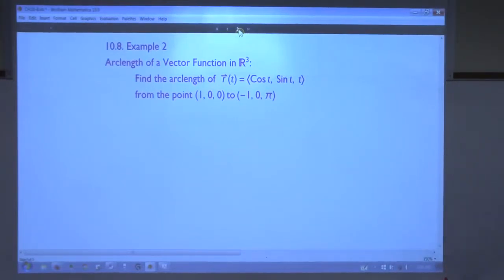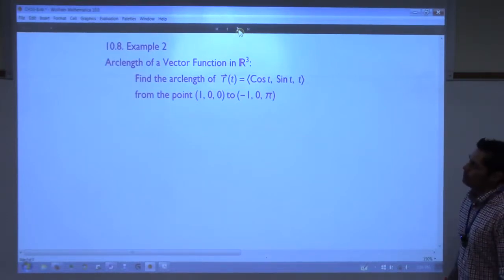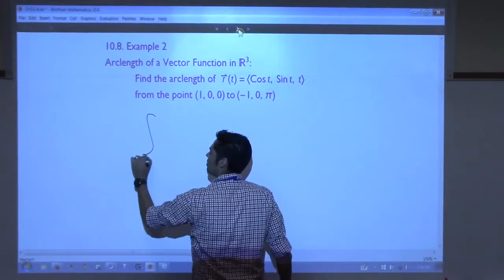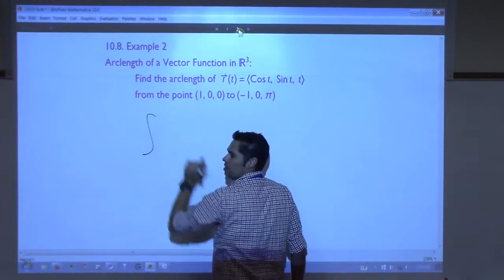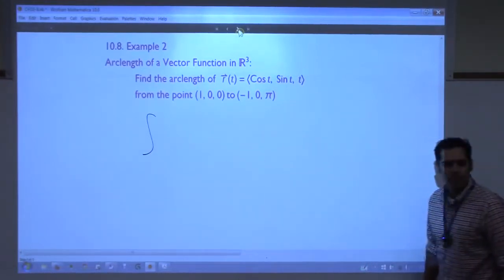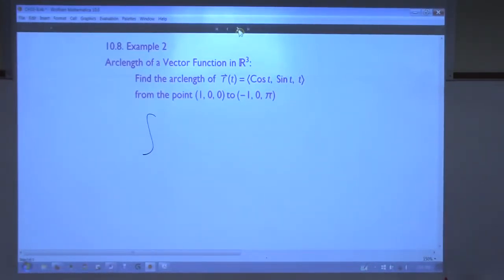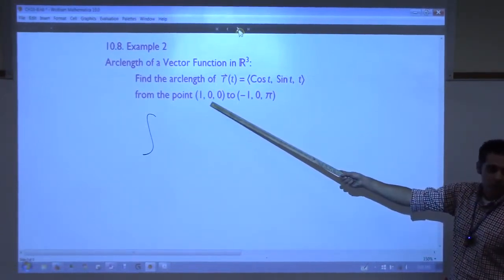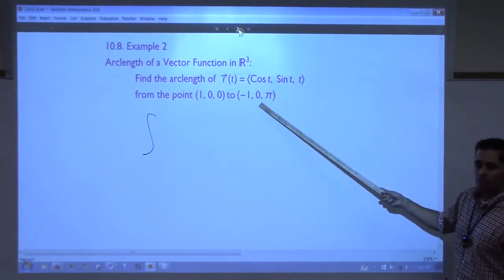So find the arc length of this three-dimensional vector curve from the point 1, 0, 0 to negative 1, 0, pi. So there's a couple of things I need if I'm going to use this formula. I need to know limits of integration, right? A and B. Am I given A and B? Explicitly, is it right there in front of you? No. Can you tell me what A and B are? A is what I plug in to get this point. B is what I plug in to get this point.